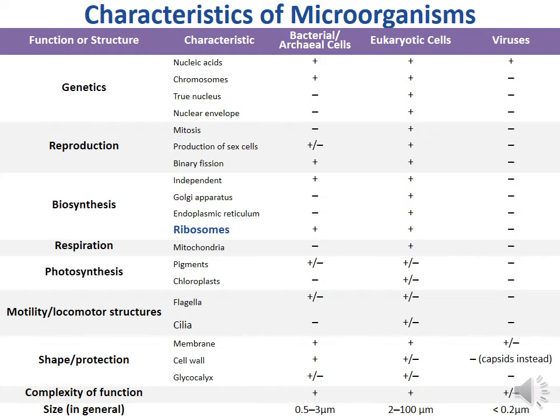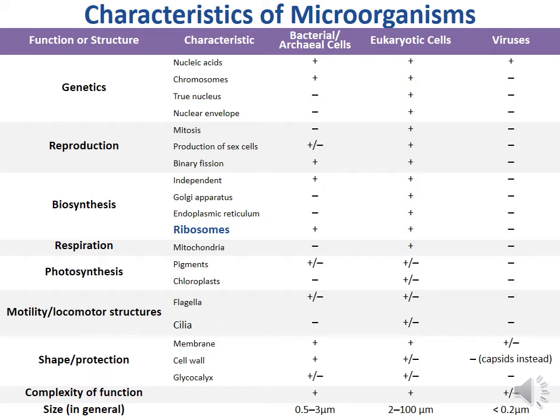And so this is a nice summary table. We're going to talk about viruses, this far right column here, in the next chapter. So don't worry too much about those details at this point, but this is a really good summary table. So you can look at things up here like the true nucleus, the nuclear envelope, obviously absent in the bacteria and archaea, but present in the eukaryotes.